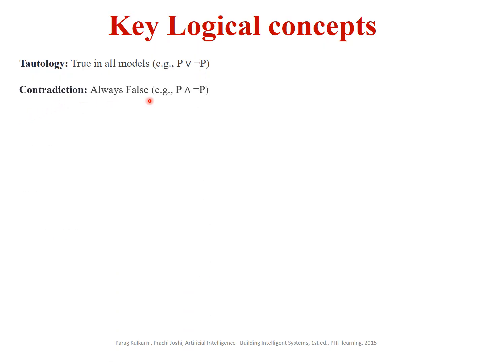Contradiction, it is always false. So whatever may be the value of P taken, the expression will lead to false. So P conjunction negation of P, if P is going to be 1, negation will make it as 0. So 1 and 0 will be 0. If P is 0, negation will make it as 1. 0 and 1 again will be 0.